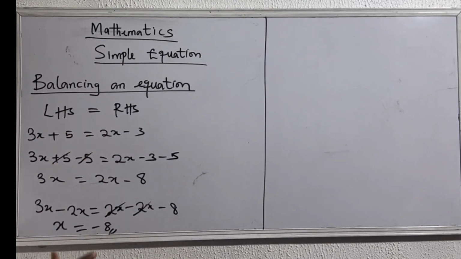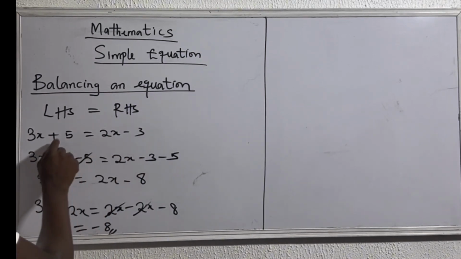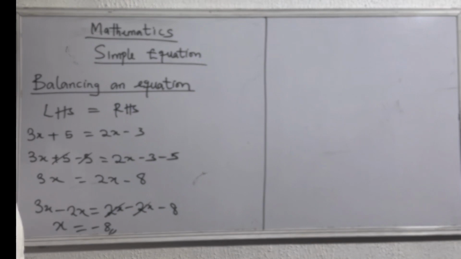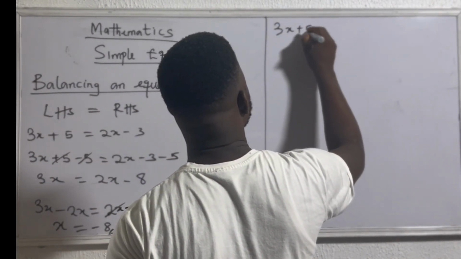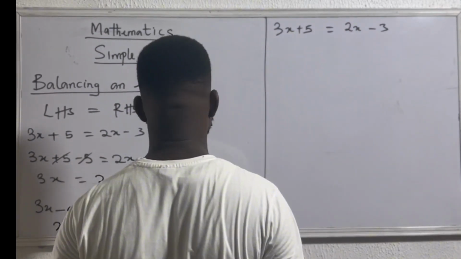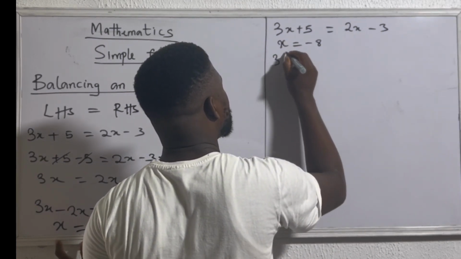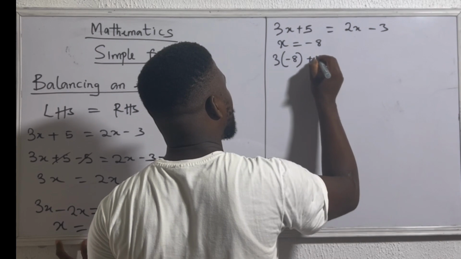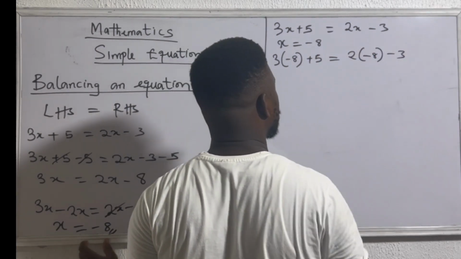Now, let's check if this equation is balanced by substituting the value for the unknown variable x in both expressions on the left hand side and on the right hand side. Now, we have 3x + 5 on the left hand side = 2x - 3 on the right hand side, where x is equal to -8. So we have 3 multiplying -8, then +5, equal to 2 multiply -8, then -3, right?